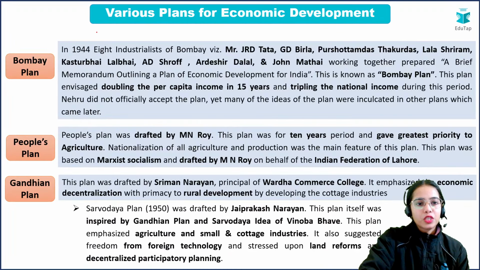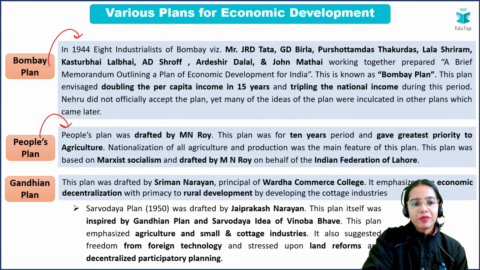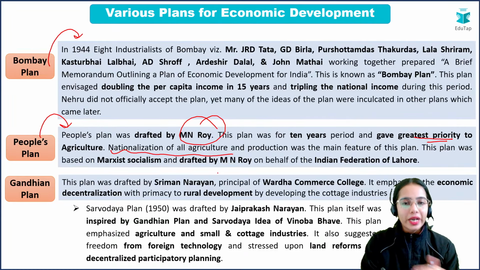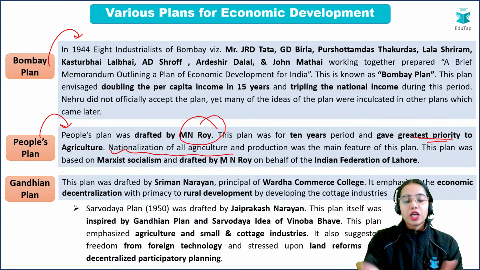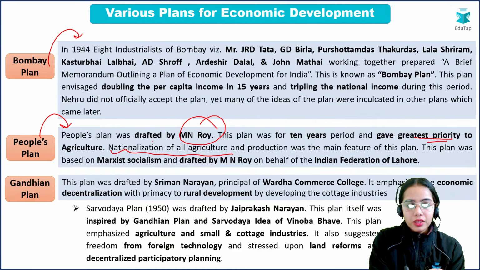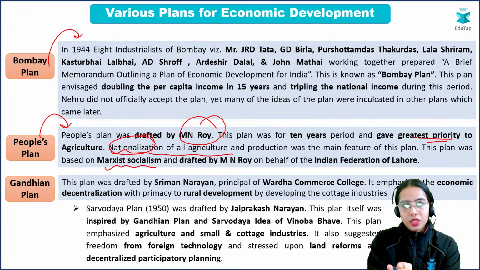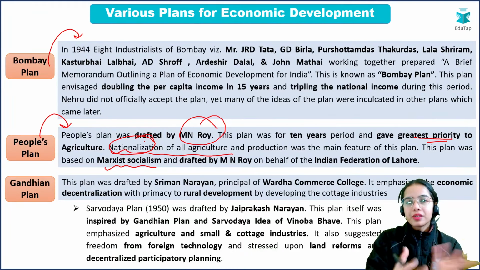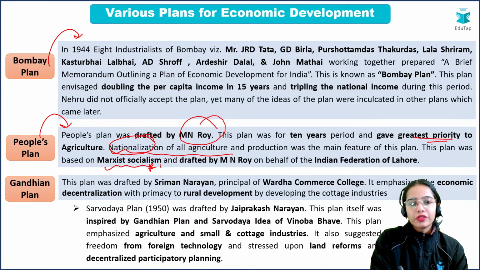Okay. So the Bombay Plan was given by the industrialists. The People's Plan was drafted by M.N. Roy. It gave greatest priority to agriculture, nationalization of all agriculture and production. So all agriculture production should be under the control of the government, so that the government decides what should be produced, how it should be produced, how much it should be produced, so that the government can allocate the resources on the basis of the need of the society. The Marxist socialism, that is the pure kind of socialism where the government controls the resources and private ownership is not present, and the equalitarian society is promoted. So this kind of thing was planned by the People's Plan. So this is the idea.